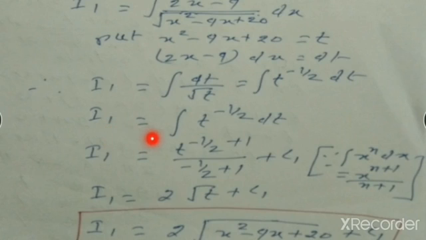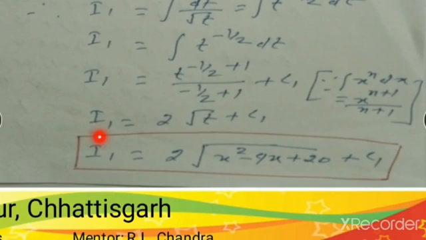I1 is equal to integration of t raised to minus 1 by 2 dt. Using this formula, integration of x raised to n is equal to x raised to n plus 1 upon n plus 1, plus c. Using this formula, what is n? n is minus 1 by 2. So we get t raised to (minus 1 by 2 plus 1) upon (minus 1 by 2 plus 1), plus an arbitrary constant. After calculation we get I1 is equal to 2 root t plus C1, where C1 is an arbitrary constant.